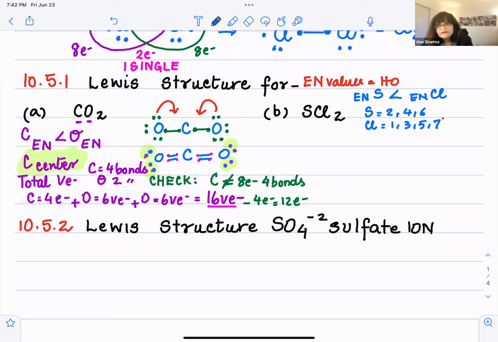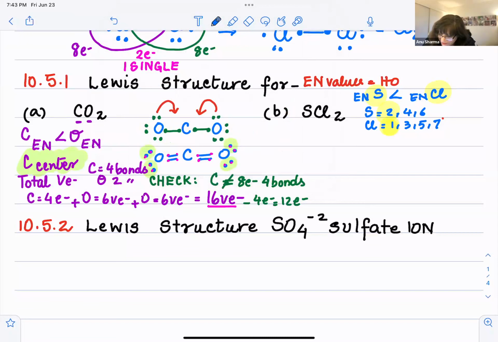But chlorine is being bonded to a lower electronegative atom. Therefore, chlorine is only going to make 1 bond. Chlorine makes only 1 bond because it is bonded to a lower electronegative atom. So in that case, when chlorine is making 1 bond, sulfur is also going to make only 2 bonds. So sulfur can defy the octet.